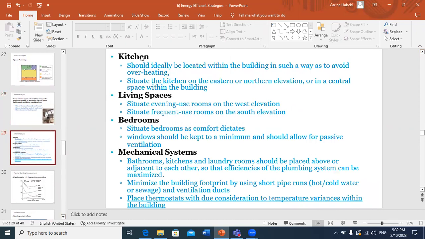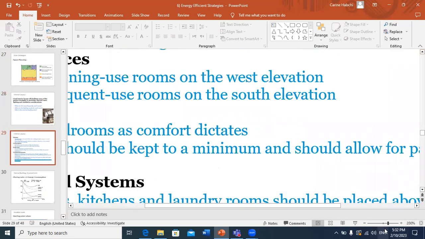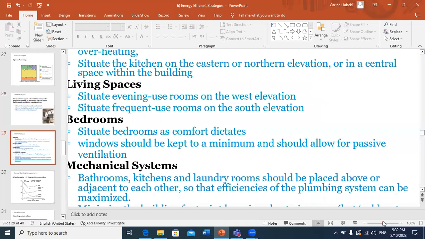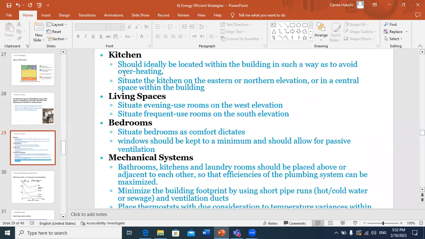Now, whenever you do the design, you have recommendations for each part. So let's say for the kitchen. The kitchen should ideally be located within the building in such a way as to avoid overheating. We should situate it on the eastern or northern elevation because it's not exposed a lot to the sun, or in a central space within the building.